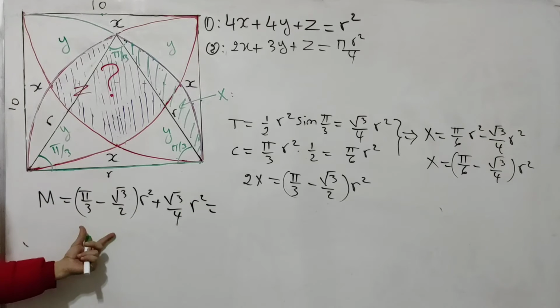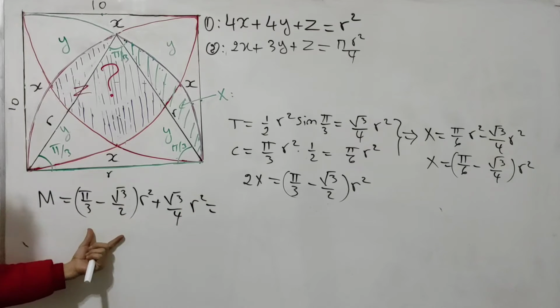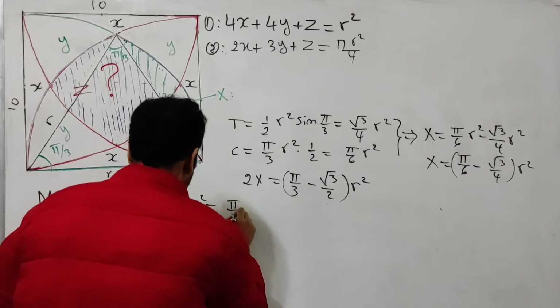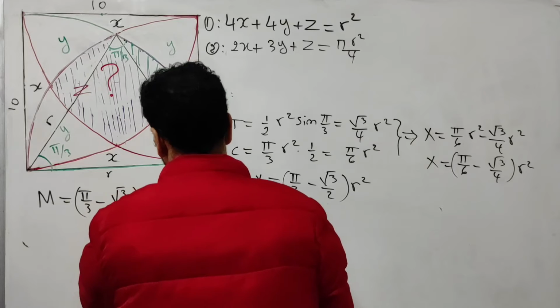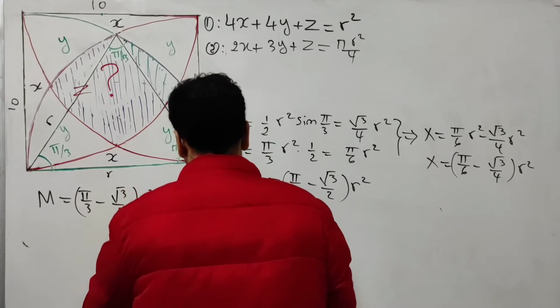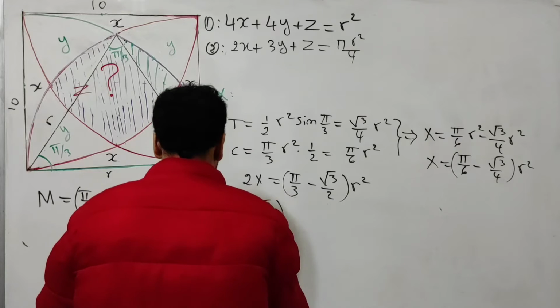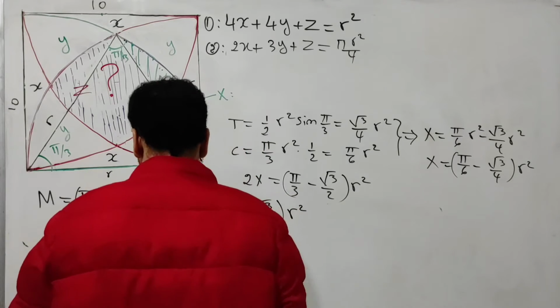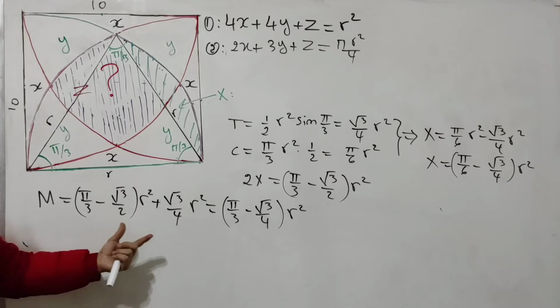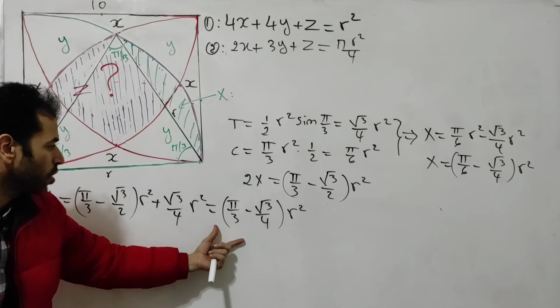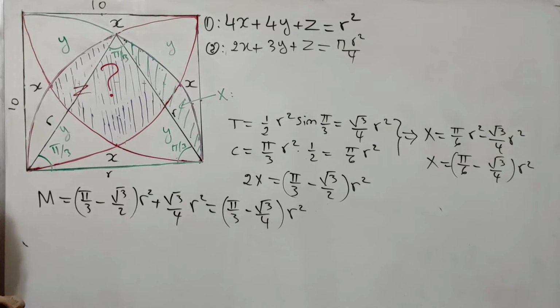By putting this one together, I'm going to simplify this one. By putting them together, I will get pi over 3, square root of 3 over 4 minus square root of 3 over 2, which is minus square root of 3 over 4. The whole thing is multiplied by r square, okay? Now by calculating this one, I'm going to conclude the new equation, which is the third equation.